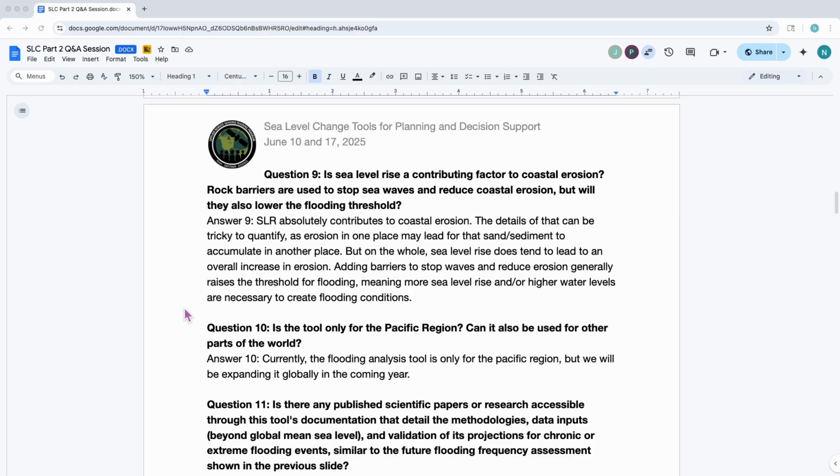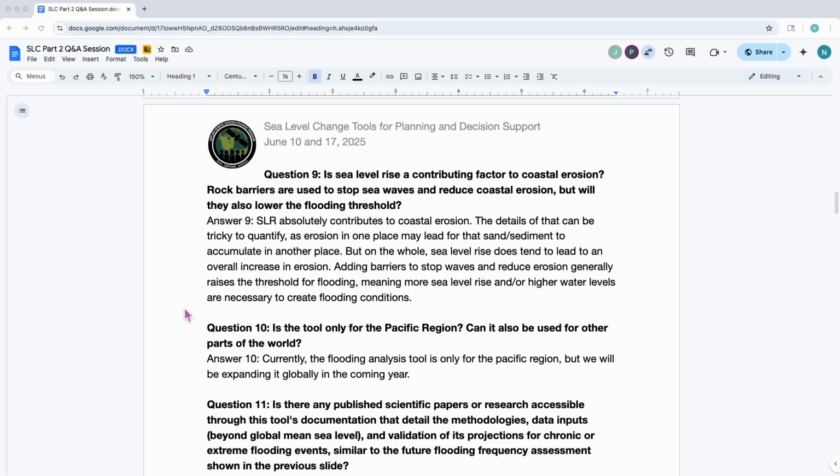So sea level rise absolutely contributes to coastal erosion. That's very well documented. It can be a little tricky to quantify that on the very local level, though, because if you have bad erosion in one place, what often happens is that sand doesn't just disappear into the ocean. It actually gets moved around to somewhere else down the beach or to a different barrier island. So as you lose sand in one place, it largely accumulates in another place, and so it's a little tricky on the local level to decide how much of that erosion is due to sea level rise.